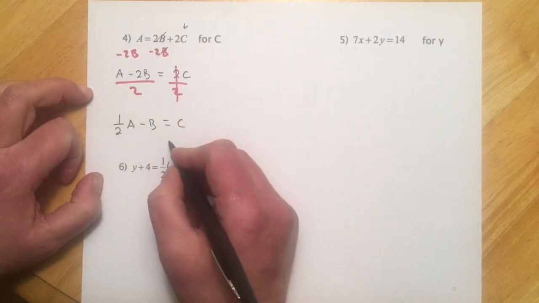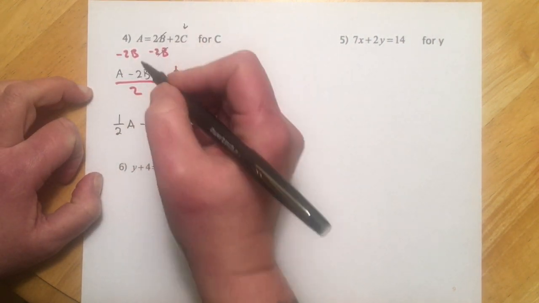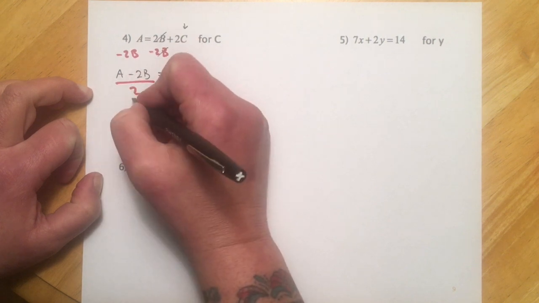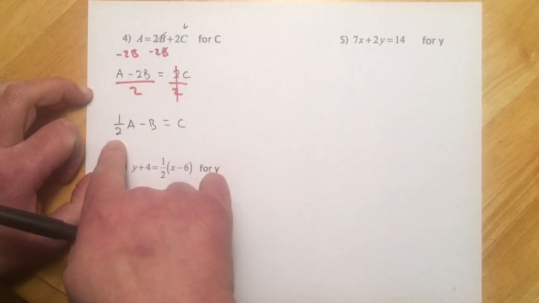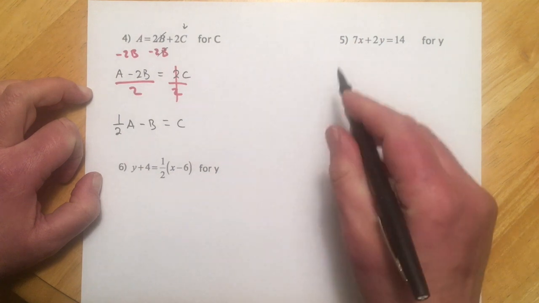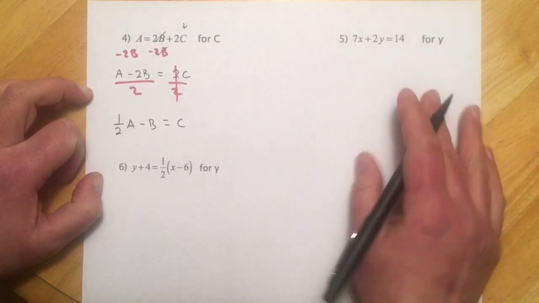But again, no advantage to doing all of this. You can just stop right here. But what I don't want you to do is to cancel the 2's and then end up getting it wrong because of the 1/2. Cool, so this one's pretty much the same deal.